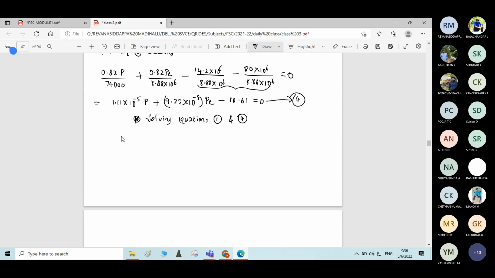Okay. The answer is, if you solve, P is equal to minus 420.44 into 10 power 3 Newton. You will get the answer as minus 420.44 into 10 power 3 Newton. And this minus indicates the nature of the force. The nature of the force is minus, nothing but compressive force. It is a compressive force.